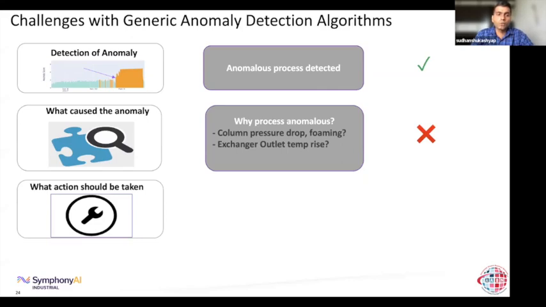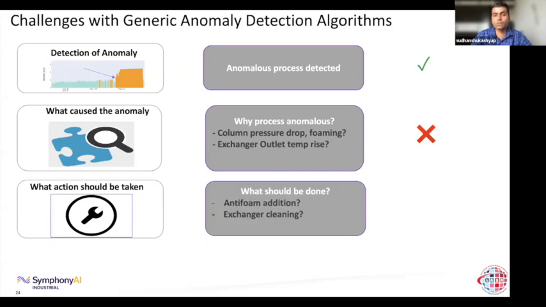And if you do not know what is causing that anomaly, then we also can't take any action. So if it is a foaming problem, then you could do anti-foam addition. If it is an exchanger outlet temperature rise, then probably the exchanger is faulty and you need to clean it. So those kinds of actions could be done only if you know the second step. And again, that would be missing if you do an AI-based model that is just a black box AI model. So what is the solution?